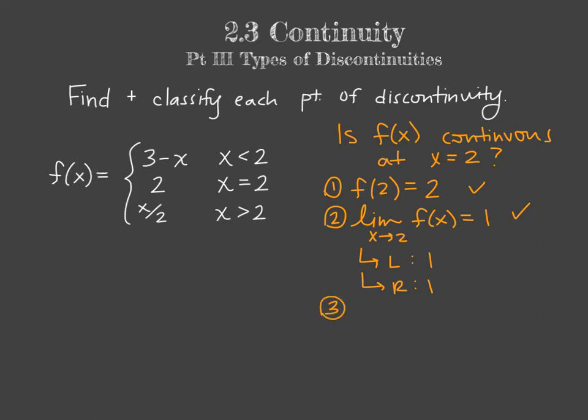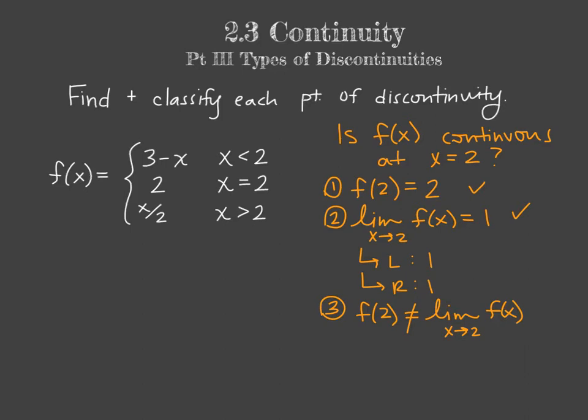Then the final checklist for continuity is, does f of 2 equal the limit as x approaches 2? No. 2 does not equal 1. So we do have a point of discontinuity when x is 2.